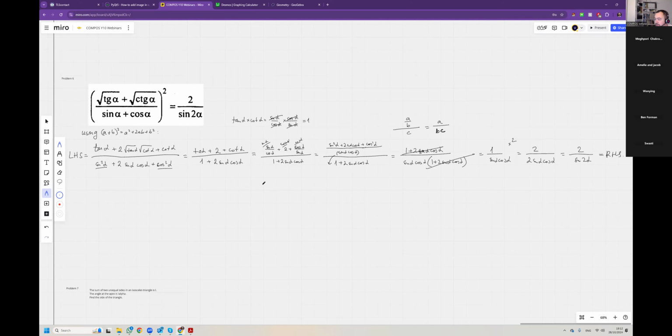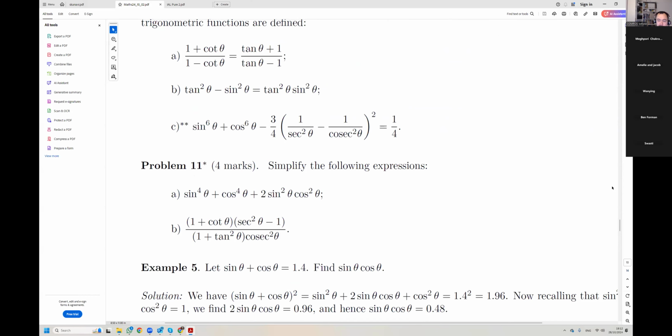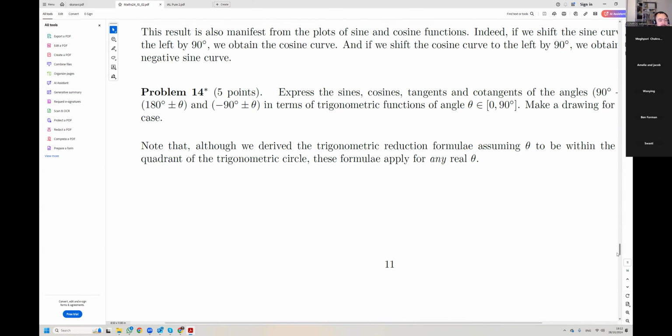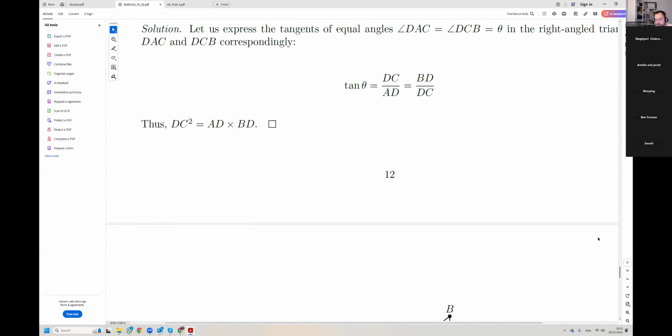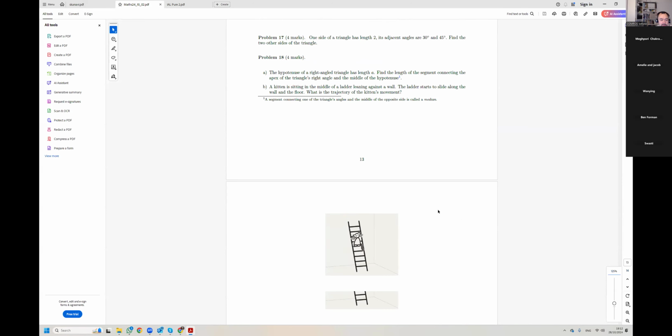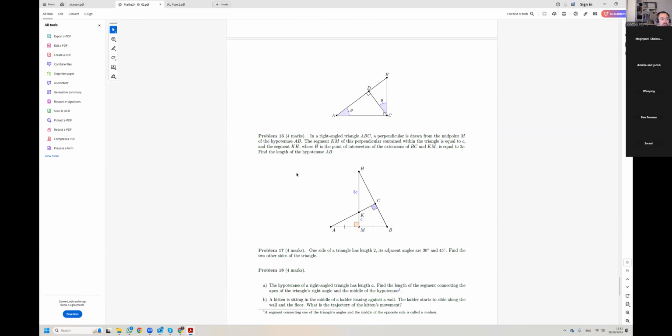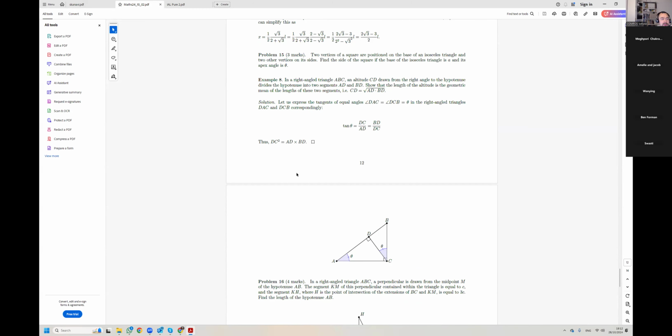Okay, I've got 2 more questions to go, and they are geometry. So this is based on the last few questions where you need to use geometry to find like 18 or 17 or 15.